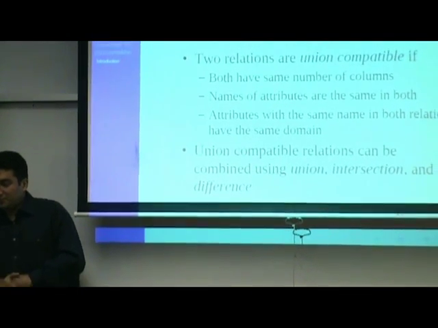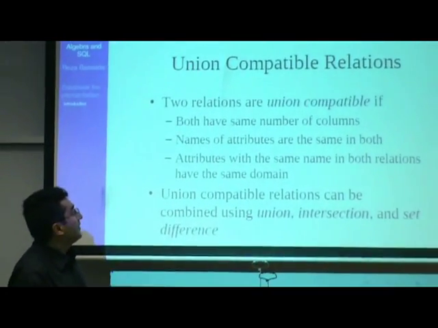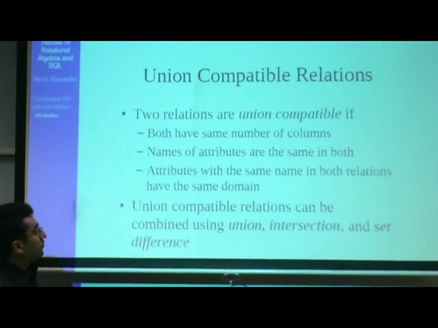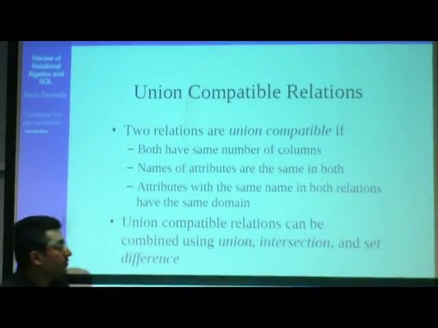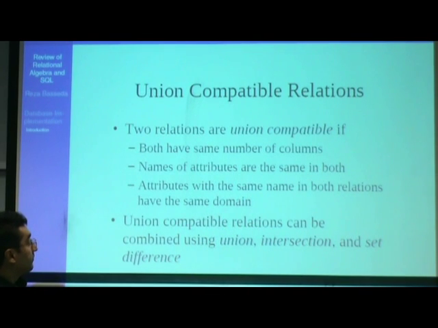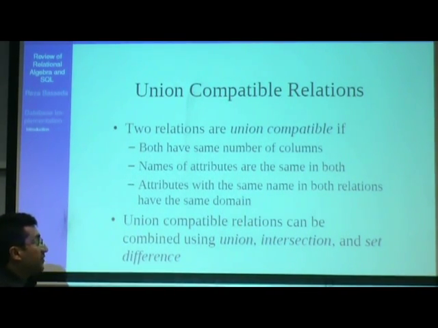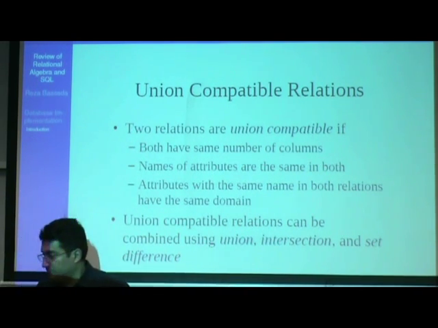Okay, two relations are union compatible if both have the same number of columns, the names of attributes are the same in both of the relations, and attributes with the same name in both relations have the same domain. So this should be exactly the same.